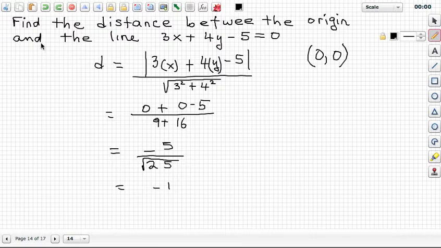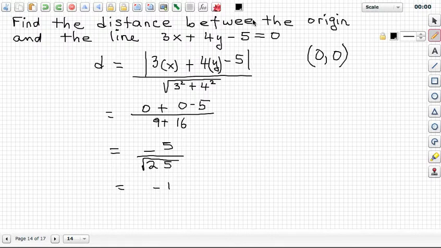Let's go ahead and do some problems. If you like, you can pause the video and do it on your own. Try not to look at the answers on the board. Or you can stay with me. Find the distance between the origin and the line 3x plus 4y minus 5 equals 0. So immediately I know that there's a point, the origin, which is 0, 0.